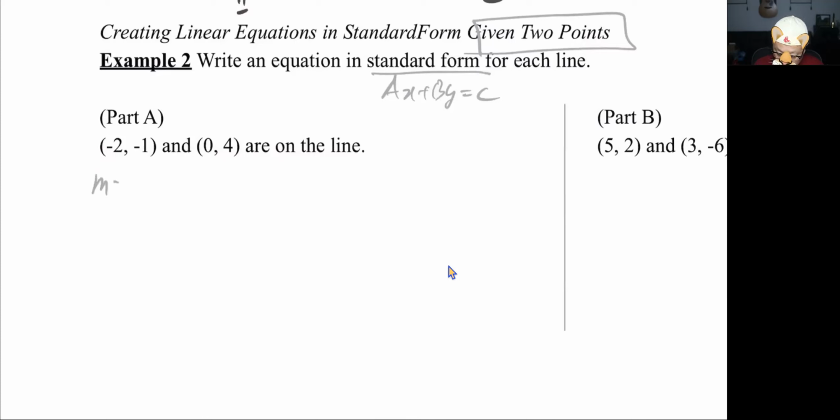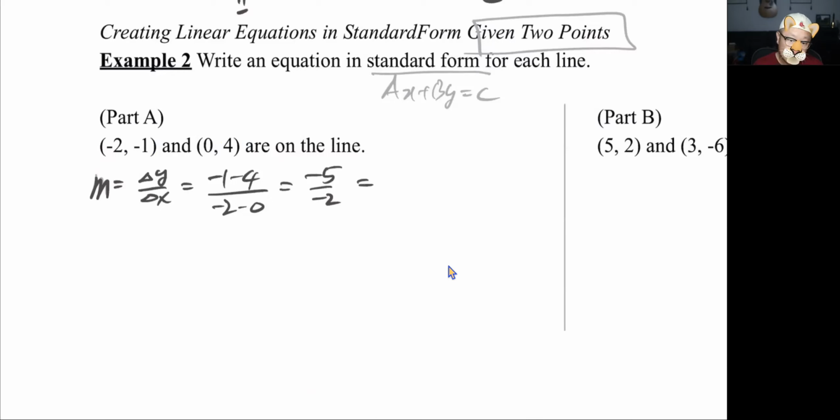Let me choose a different color. m is equal to change in y over change in x. So I could go left minus the right, or right minus the left. It really doesn't matter, actually. So minus 1 minus 4, and minus 2 minus 0. That gives you minus 5 over minus 2. And if there are 2 negatives, it becomes absolutely positive.